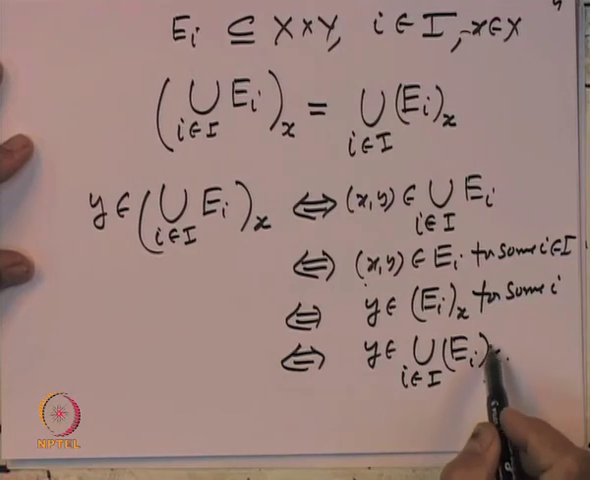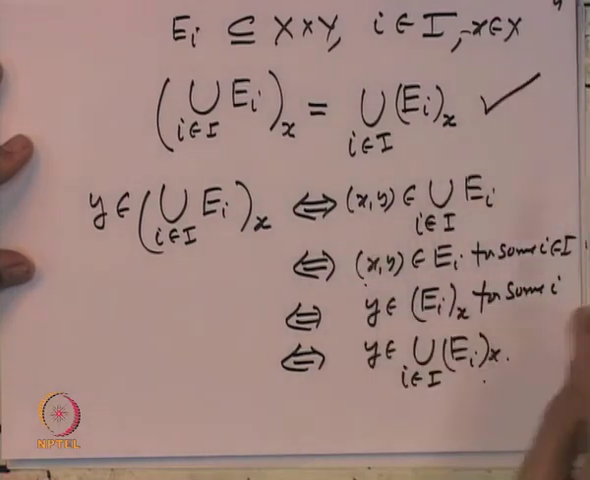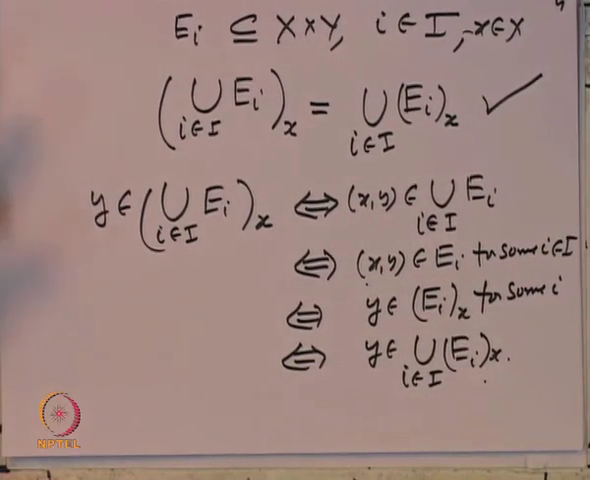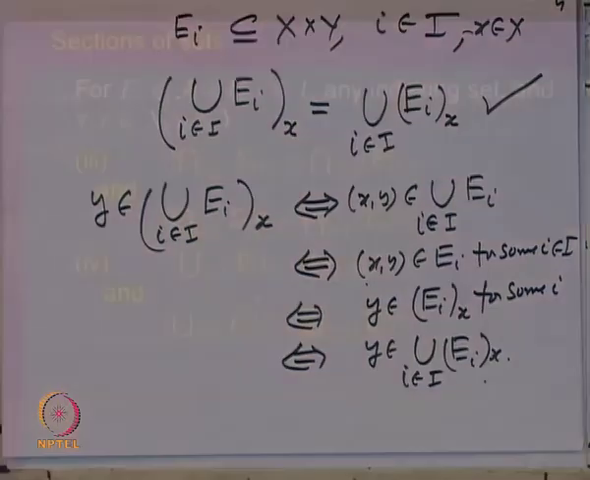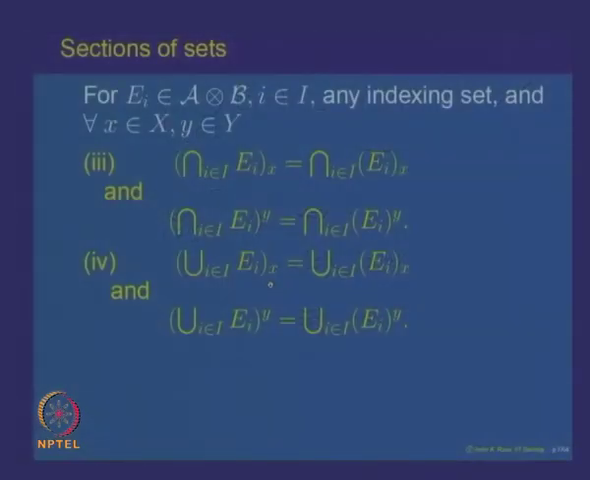So, that proves that this property is true, namely section of the unions is union of the sections at a point x in x, and a similar property holds for the section of the unions at a point y in y. So, basically what we are saying is all the set theoretic operations behave nicely with respect to taking sections, and this is true for all subsets E i's of x cross y.